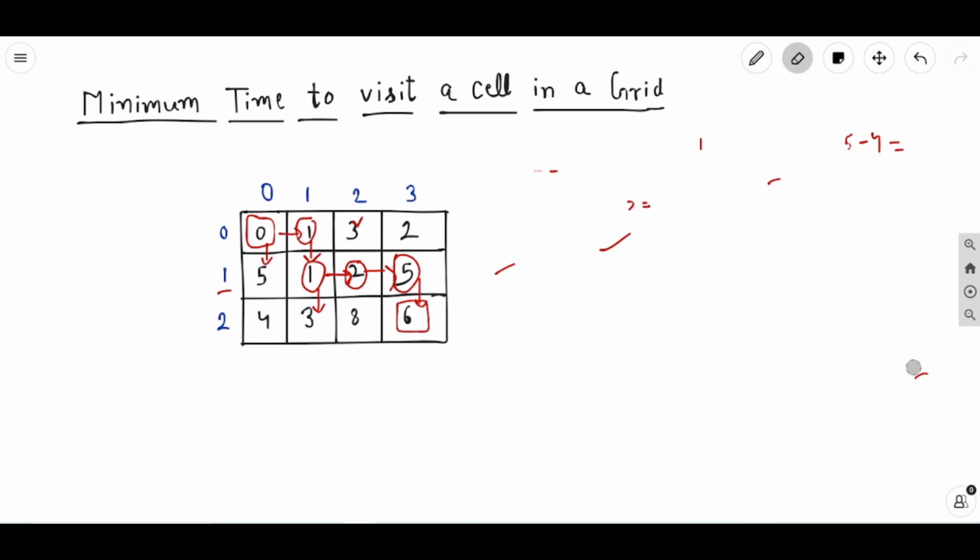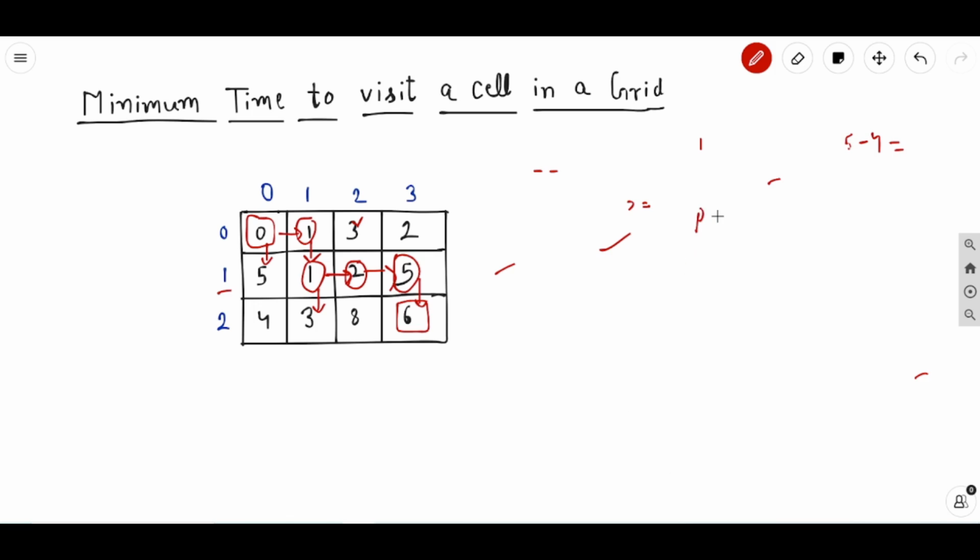We have a source cell which is cell 0 0. We have a destination cell. We have some constraints that we can only move to an adjacent cell if the time that has been elapsed is greater than or equal to the time which is given in the grid cell. So simply use a priority queue.